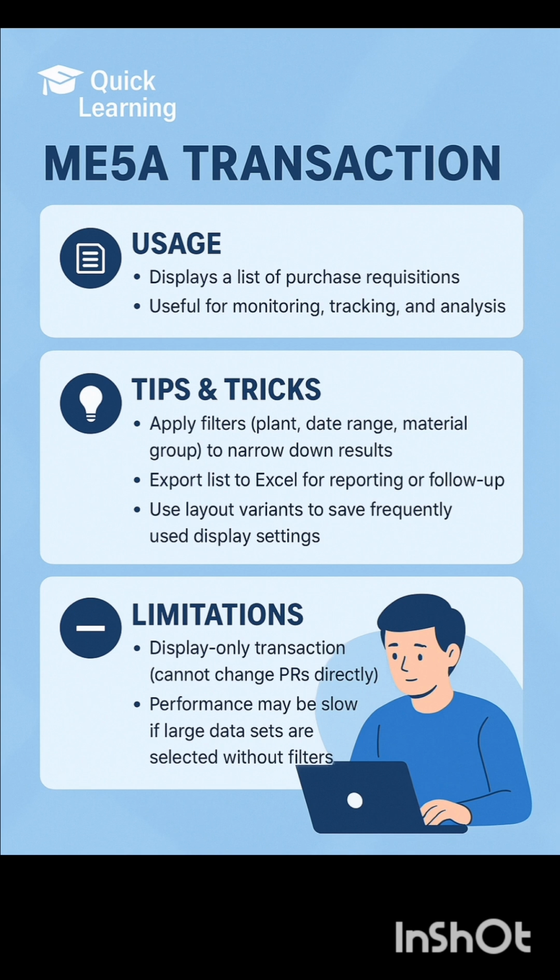This transaction is very useful to analyze a large set of purchase requisitions. In this way, you can identify which PRs are at what stage, if the PRs are approved or rejected, or if they are converted into any purchase order. For a detailed video about ME5A, please refer to our channel and see the detailed explanation of the ME5A transaction in SAP.